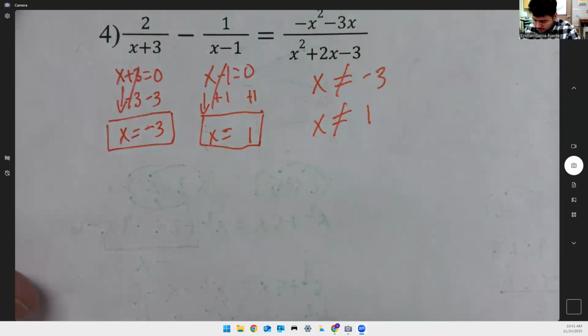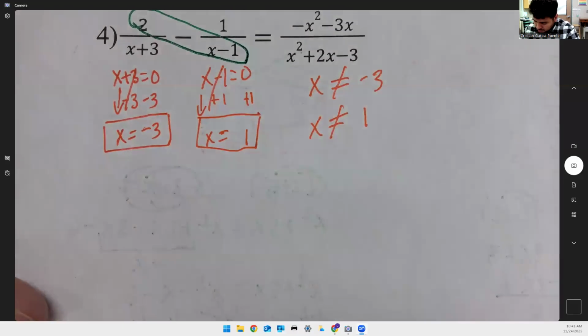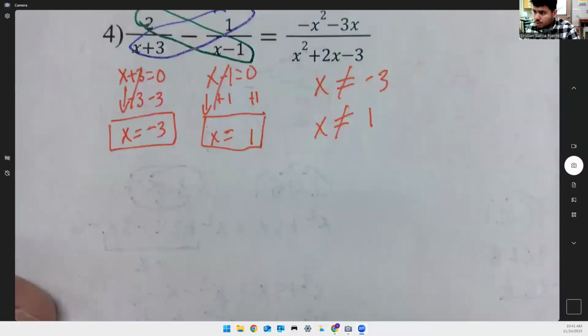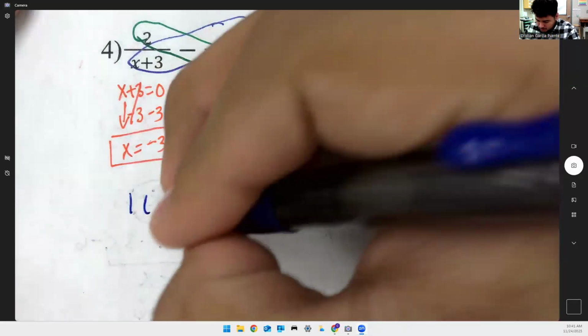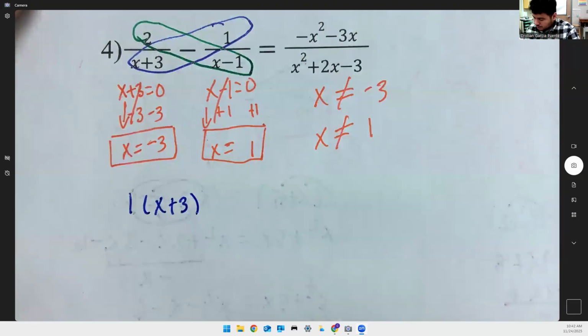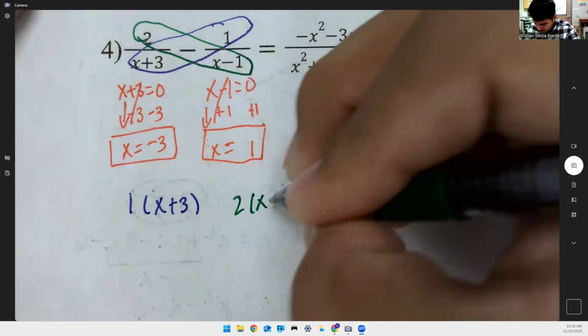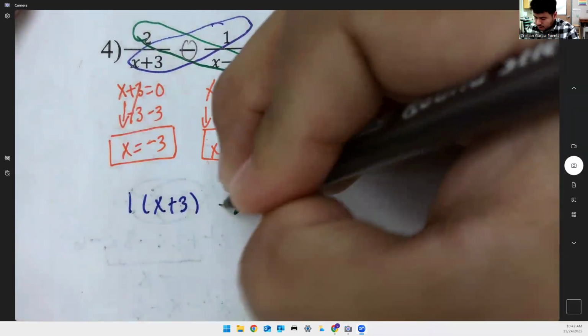So I'm going to circle my diagonals. So what do I have circled in my blue circle? It's 1 and x plus 3, so I'll write that down. 1 and x plus 3. What do I have circled in my green circle? 2 and x minus 1. And then your symbol in between is a minus, so put that in front of the 2.